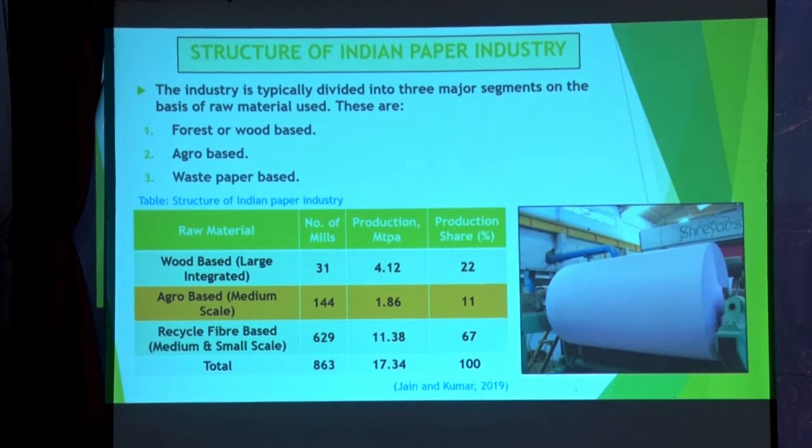Now, as we all know, the Indian paper industry is typically divided into three sections based on the raw material. The first one is forest waste, the second one is agro waste, and the third one is waste paper, or we can also say recycled waste. Now, the target of the study is basically the agro-based paper. Generally, we can see that an 11% production share is held by the agro-based paper mills.